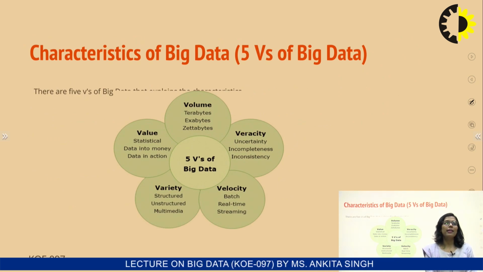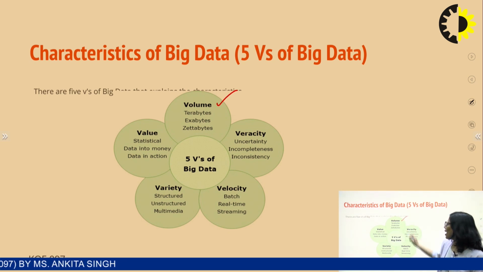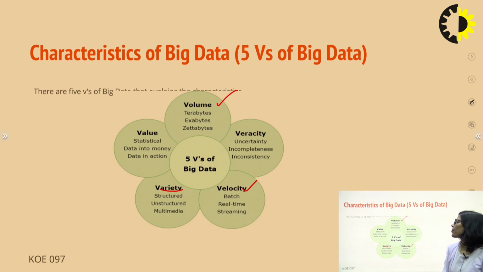Now, what are the characteristics of big data? The five characteristics of big data are volume, velocity, which is that we are creating huge volumes of data at very high speed, and third is variety. It is able to handle different types of data like videos, audios, text. Then value and veracity. We will be discussing them in detail.